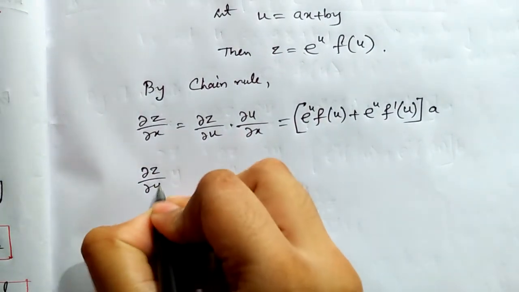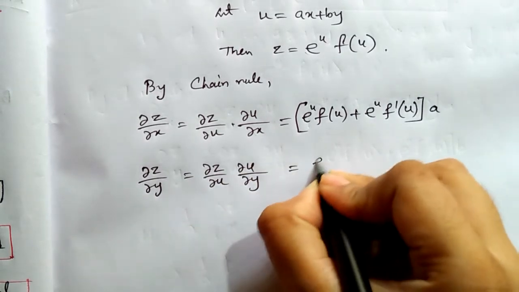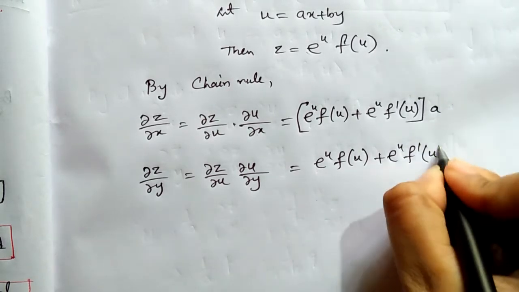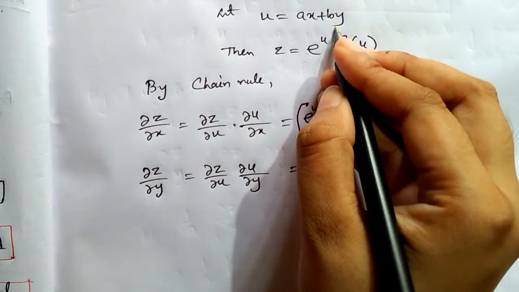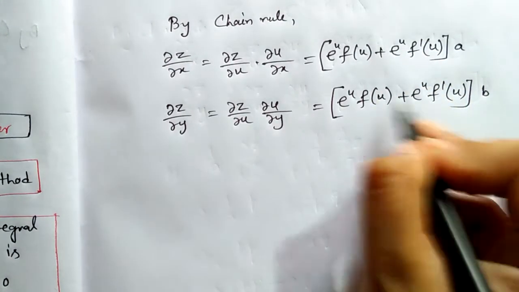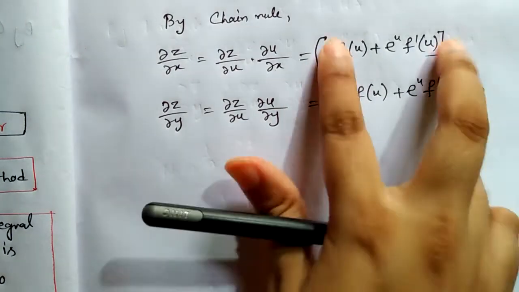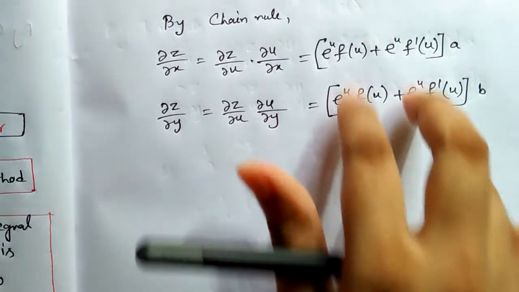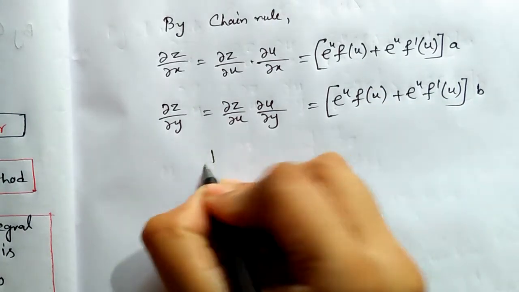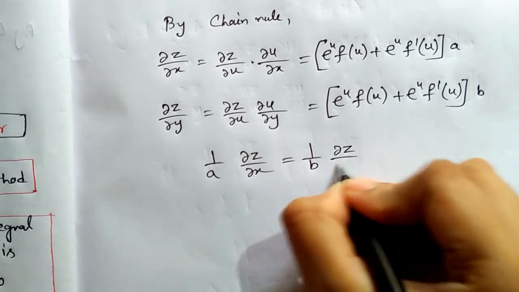Next, del z del y is del z del u del y, and del u del y is b. Now, eliminating this f dash u part, as this part is the same in the two equations, so eliminating f dash u from these two equations we get 1 by A del z del x equal to 1 by B del z del y.